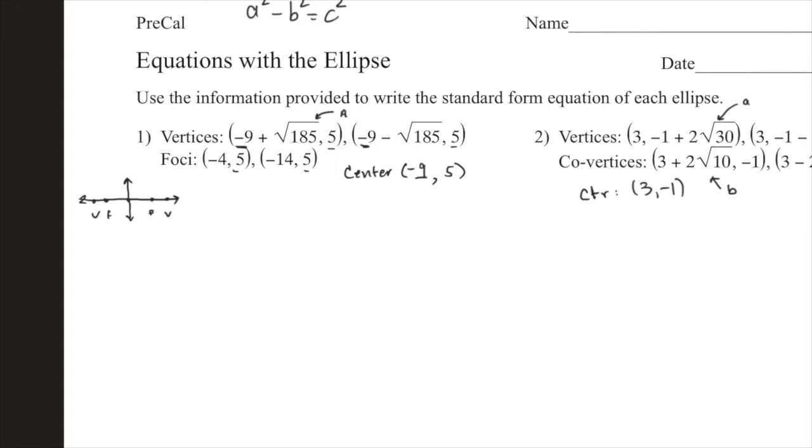I know that I have a horizontal major axis because I've drawn that picture. The X is what's changing, so that's the way the major axis runs for vertices. Same thing for foci. So I'm going to write the general equation down. It's X minus H squared over A squared, because the major axis is horizontal like the X axis, plus Y minus K squared over B squared, which is equal to 1.